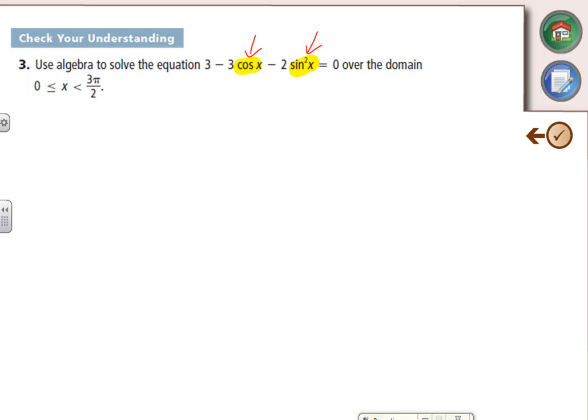Well, there's nothing on my formula sheet, no identities that allow me to turn sine into cosine. This is also a Pythagorean identity lesson. So therefore, we're going to look at the squared. The one that's squared is the one that we change. And I know that sine squared plus cos squared is 1. So then sine squared theta equals 1 minus cos squared theta. I'm going to substitute that in. So 3 minus 3 cos x minus 2 times 1 minus cos squared x equals 0.